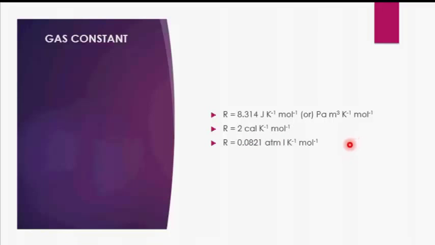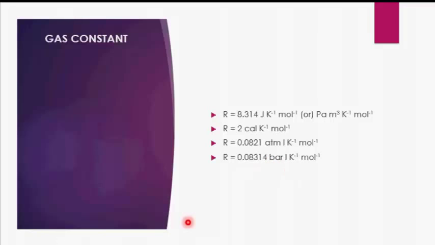Lastly, the value of R in bar. Instead of ATM, if we use bar, we have already seen the relationship between ATM and bar. If we use that relation here, we get that the value of R in bar liter is the same as that in Pascal, except for the decimal point, which was quite obvious, because 1 bar is equal to 10 to the power 5 Pascal. So that is how we calculated this value.